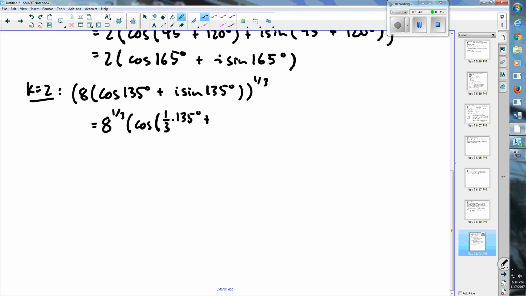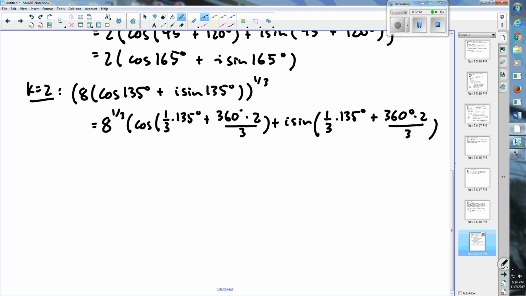Since k is 2 this time, we're going to have 360 degrees times 2. When k was 0, this whole second term dropped out and we didn't write it. When k was 1, we just wrote 360, not 360 times 1, and that's going to be over 3. And then we have plus I times the sine of the same argument, 1/3 times 135 degrees plus 360 degrees times 2 over 3. And close the parenthesis again.